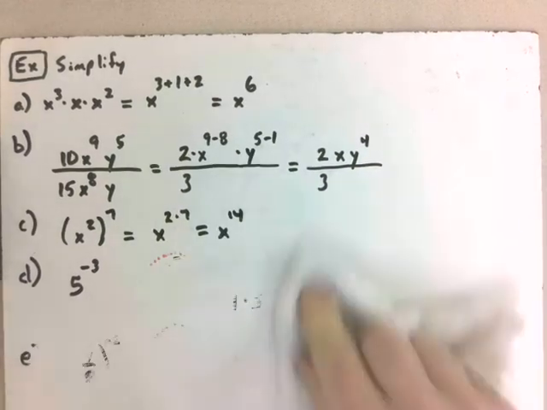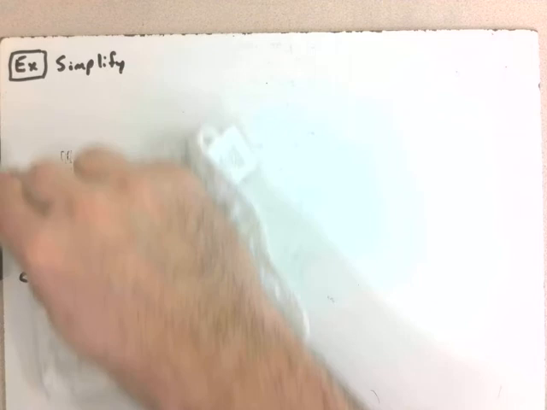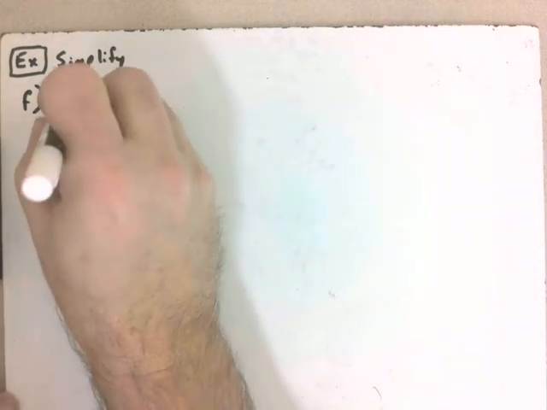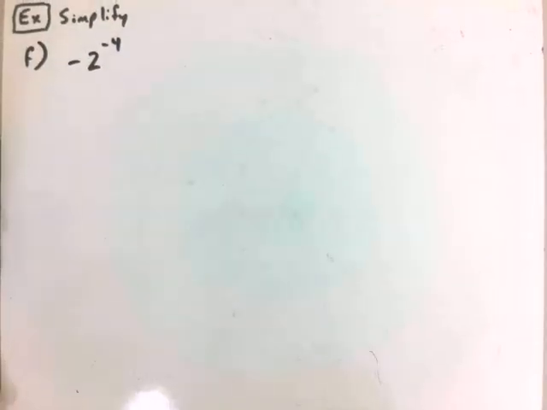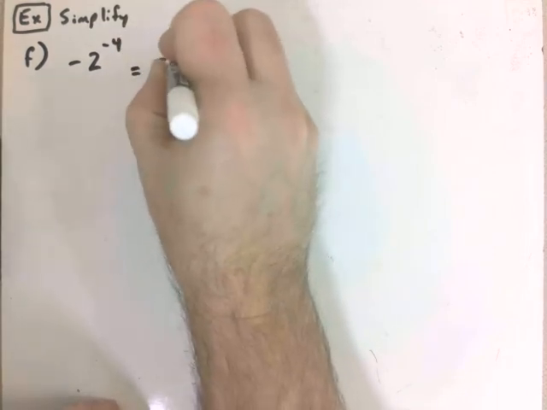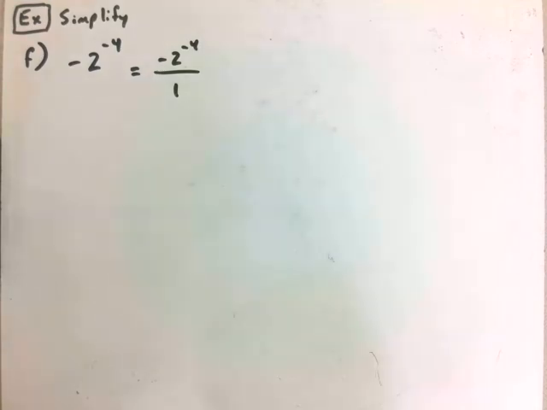For letter F, take a look at negative 2 to the negative 4 power. And again, for this, we do have this negative exponent, so we're going to think of it like a fraction. It's not a fraction yet, so I'm just going to put it over 1.